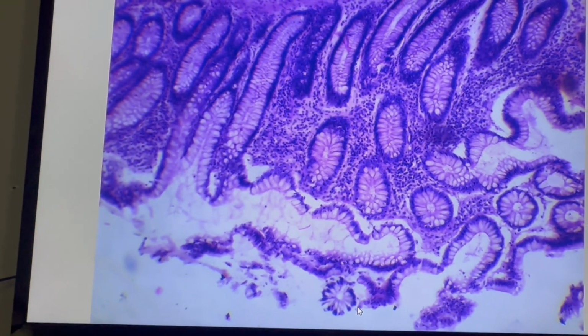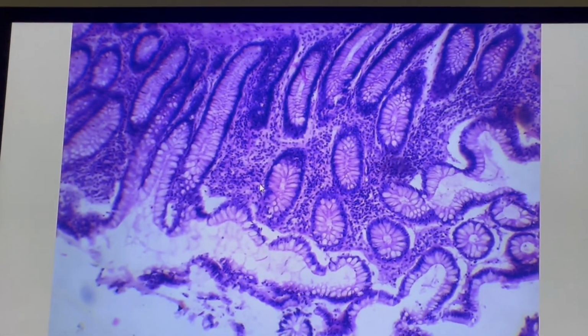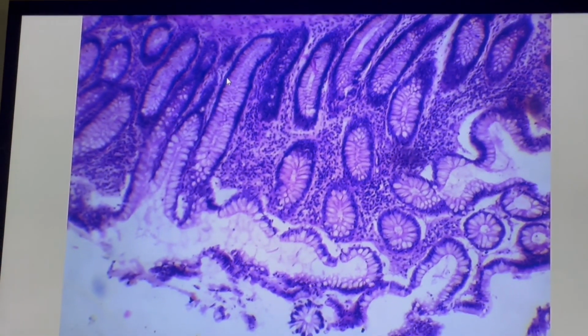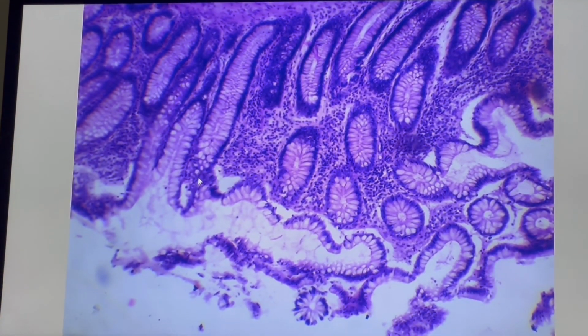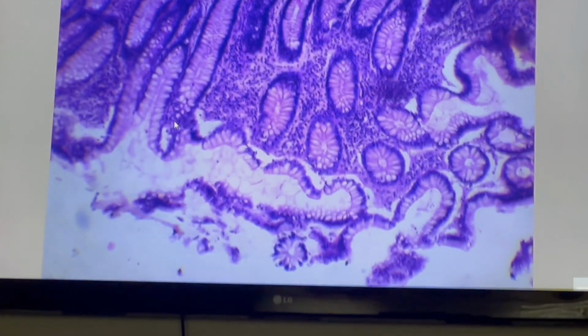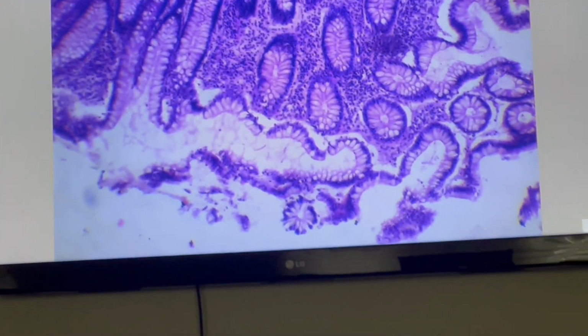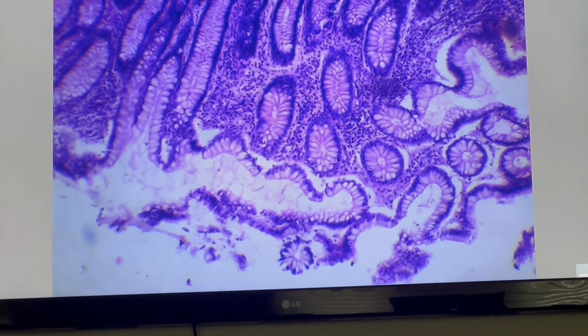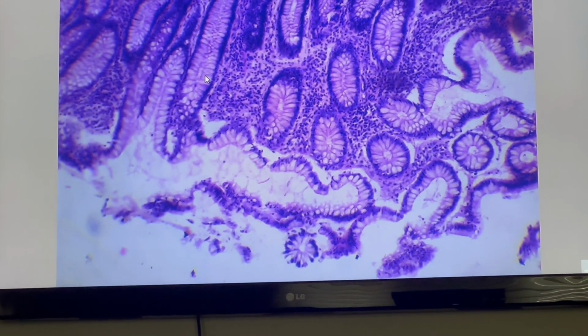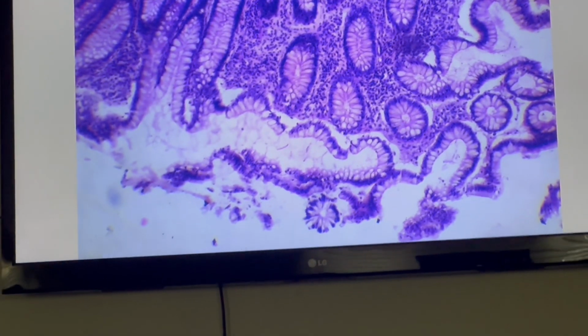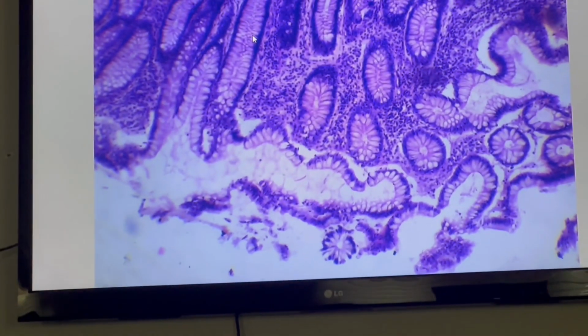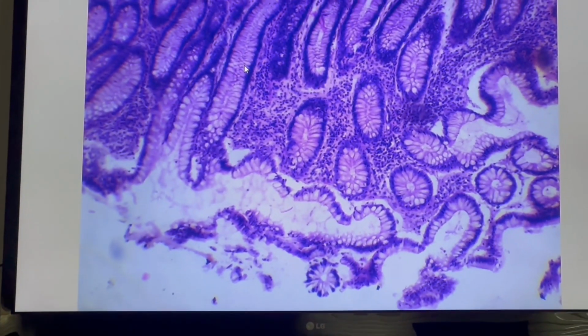In this slide, a section in the large intestine, we can see the intestinal glands. The surface epithelium invaginates into the lamina propria, forming the intestinal glands. Intestinal glands are simple tubular glands. Within the intestinal glands, we can see a great abundance of goblet cells.